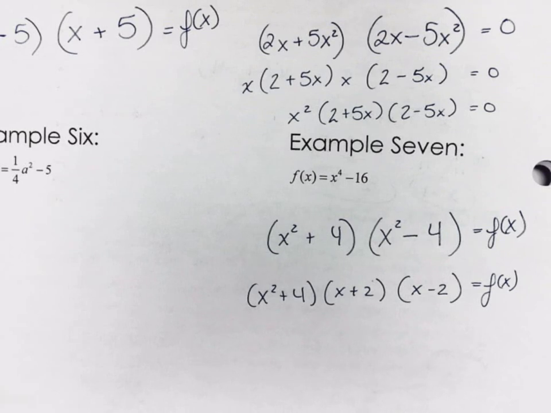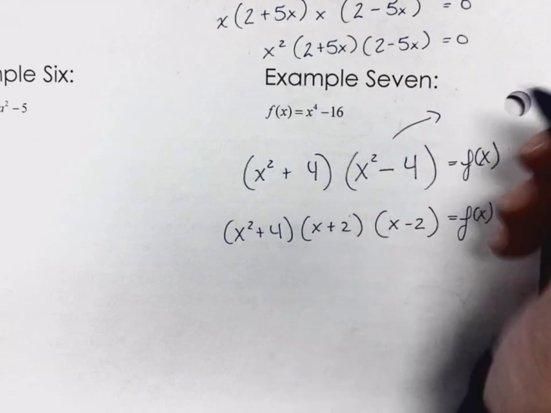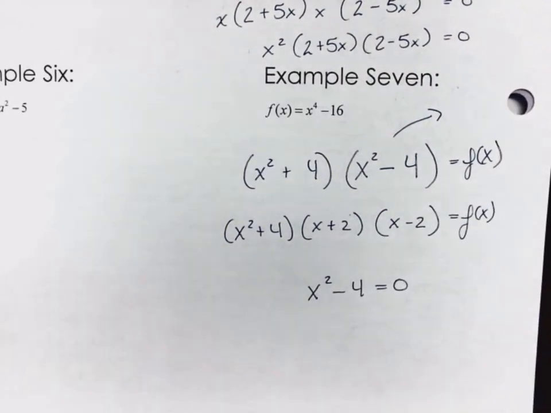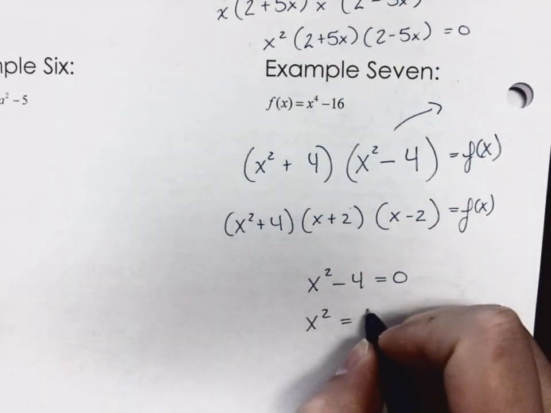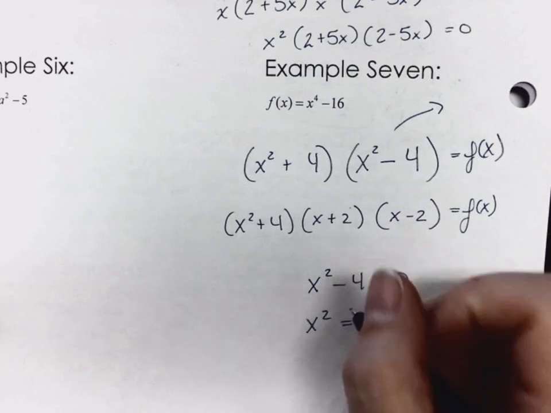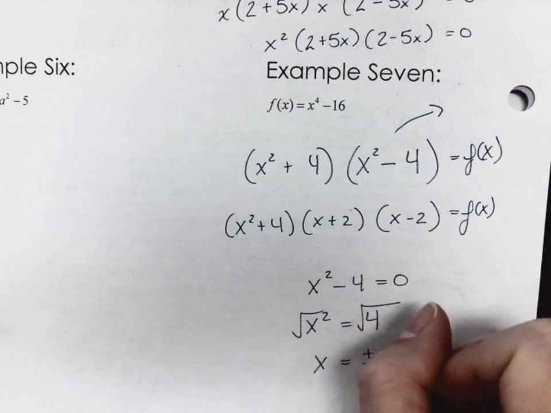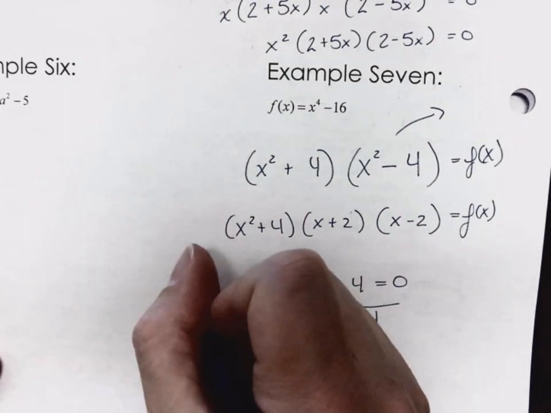Okay, let's solve this one for a second, okay? I'm going to take this one and I'm going to solve it. So I'm going to have x squared minus 4 equals 0. You with me? So then I got x squared equals 4. And then how do I find x? I'm going to square root both sides. Okay, you with me so far? That's good. Let's solve this one.